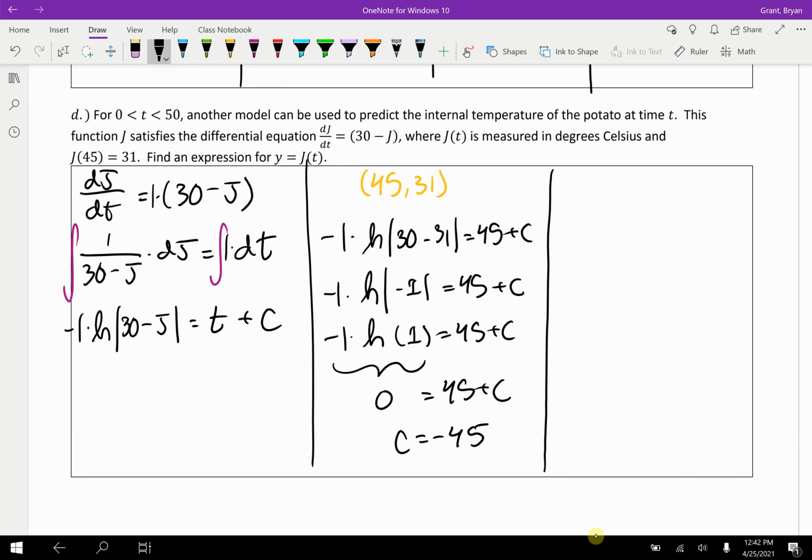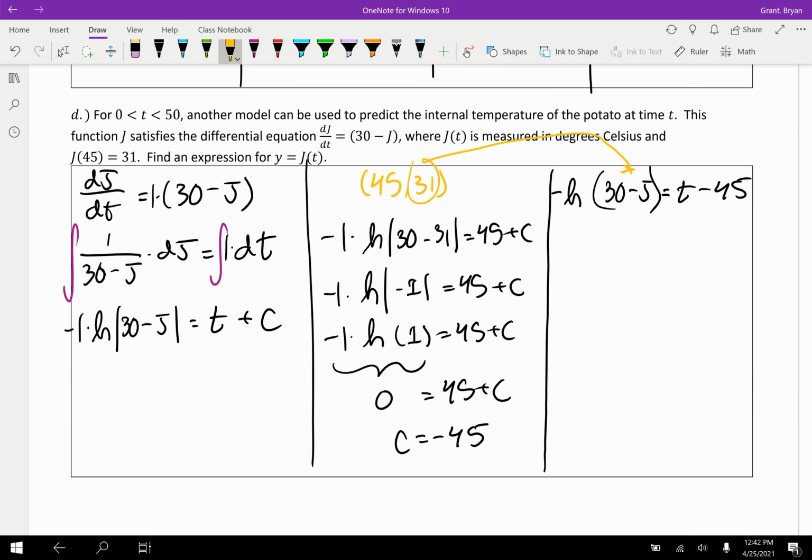So what does my equation look like right now? I have negative natural log, and then I'm going to leave off the absolute value for a quick second, t minus 45. Because I'm going to isolate j on this last part, we somehow need to remove the absolute value. And the way that we remove the absolute value is just by having an understanding of when we need to use absolute value versus not. Okay, in this case, we did have to use the absolute value, so we can't just change the absolute value to parentheses, because if you substitute 31 in here, it doesn't work.